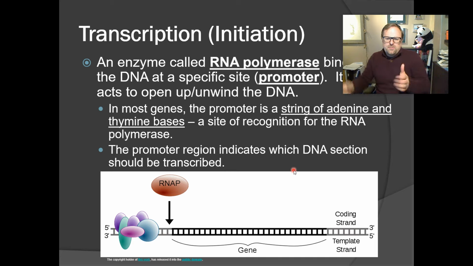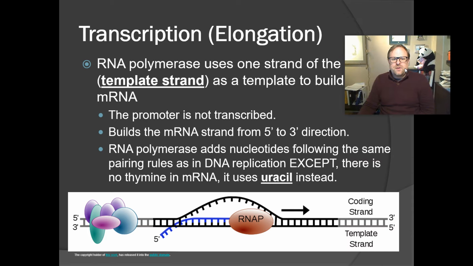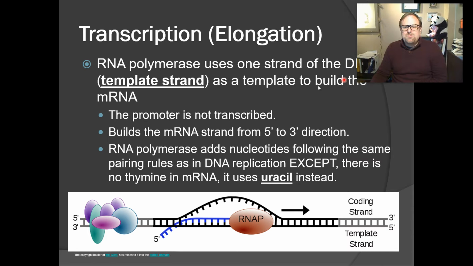Then that RNA polymerase is going to move down the molecule, which we'll see in a second here. So the RNA polymerase uses one strand of the DNA, what we call the template strand, to build the messenger RNA. All it does is unzip that double-stranded DNA, insert itself, and run along that molecule. It builds in a 5' to 3' direction on the RNA molecule, but it reads in a 3' to 5' direction on the DNA molecule. We don't transcribe the promoter, it just uses that to orient itself.